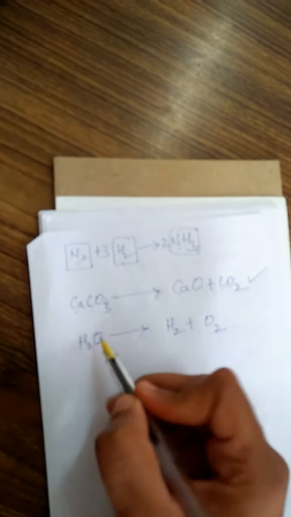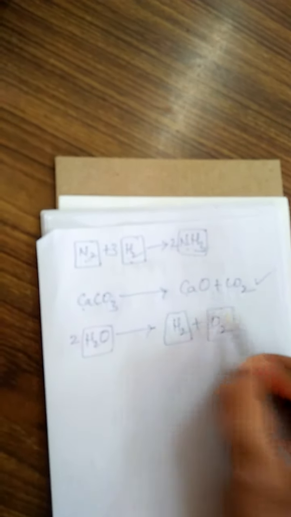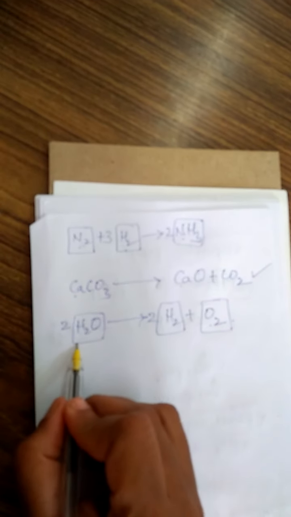Now let me take water decomposes into hydrogen and oxygen. What to do here? Here also oxygen is there, on the left hand side only one. Here two are there. So write 2 before H2O. We are not going to change this formula. You remember this: before the formula, before the symbol only, you have to write the number. Okay. So 2 you write before H2, 2 you write before H2O.